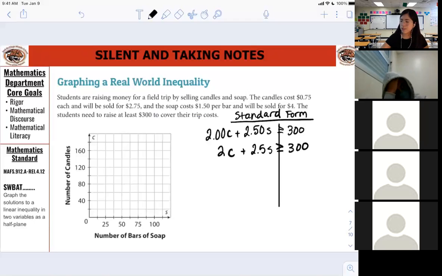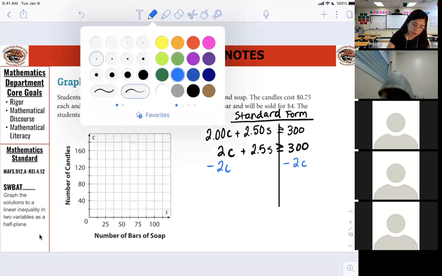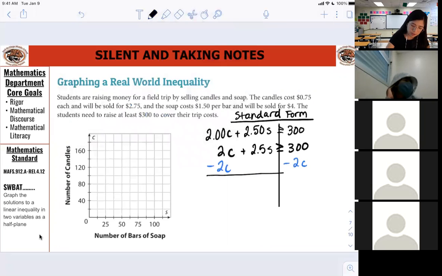Just leaving it a little bit simpler. And if I need to convert this into slope-intercept form, what should I do first? Subtract 2c. Good, subtract 2c. By the way, we don't have x and y. We have c and s.